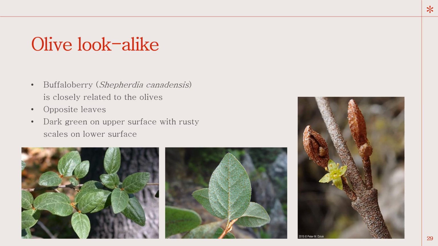This will have those dark green leaves, and then on the underside are actually rusty looking scales, which are actually minute hairs. If you look under a magnifying glass, you could see them there, but they have a rusty scale appearance to them.